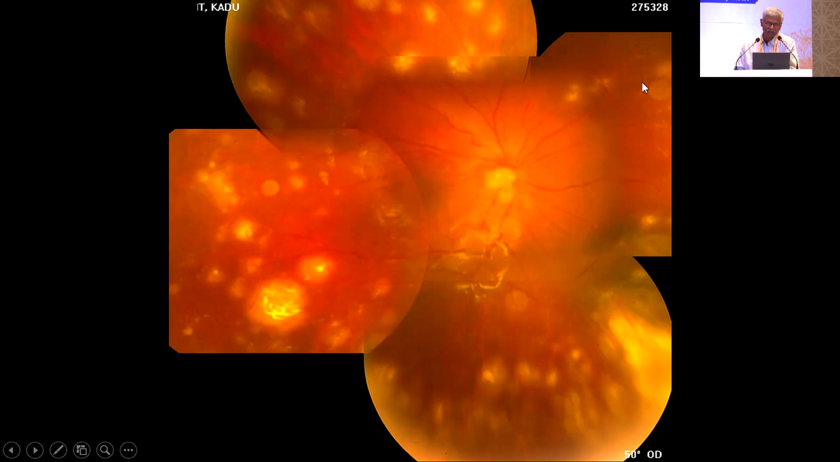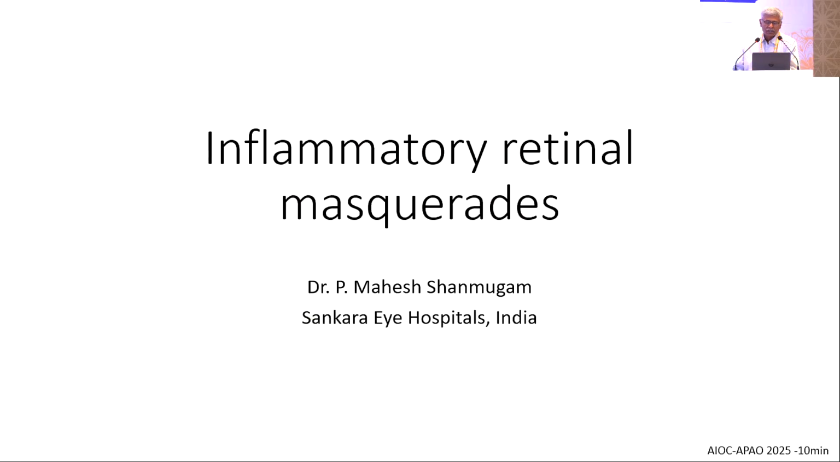So let's start with this slide. This is a young child, about 5 years old, who had vitritis and had undergone multiple vitrectomies, and this is how the fundus looks. It looks like some kind of retinal infiltrates, possibly multiple patches of inflammatory retinal pathology. But not everything that looks like retinal inflammation is retinal inflammation, as we can see.